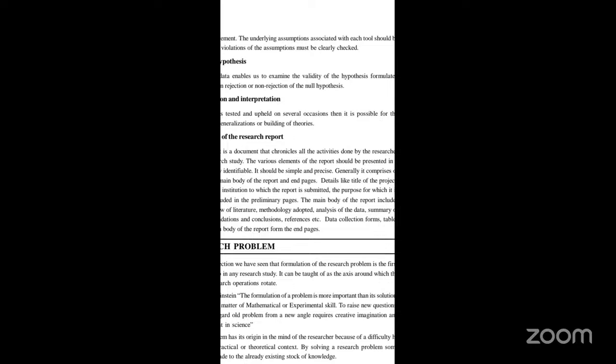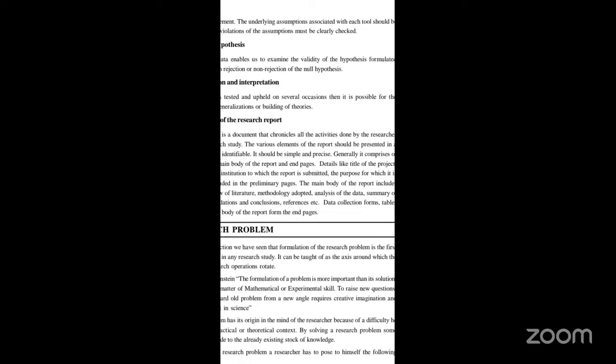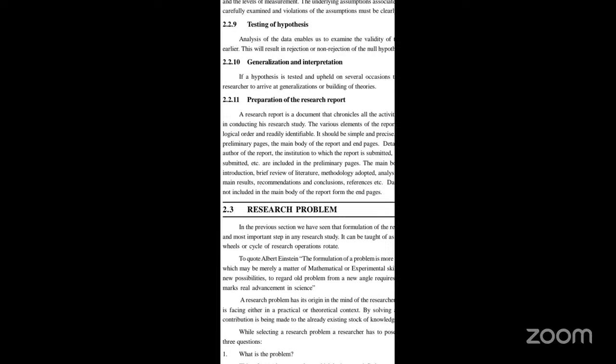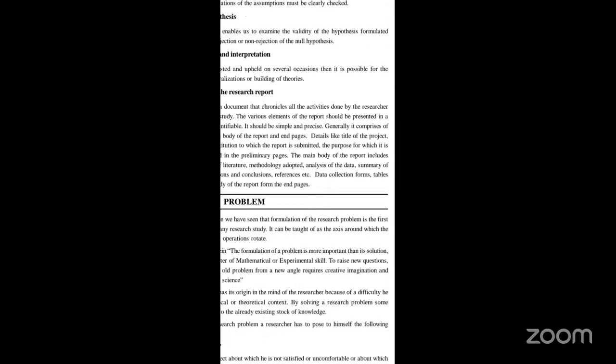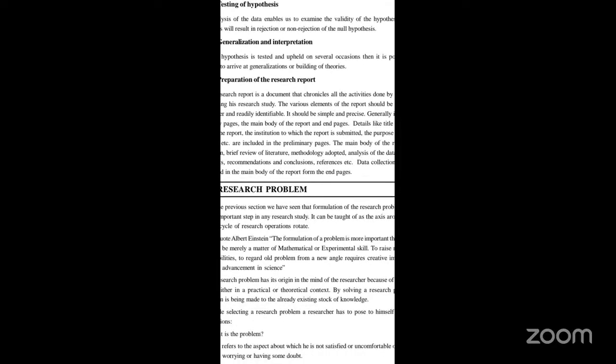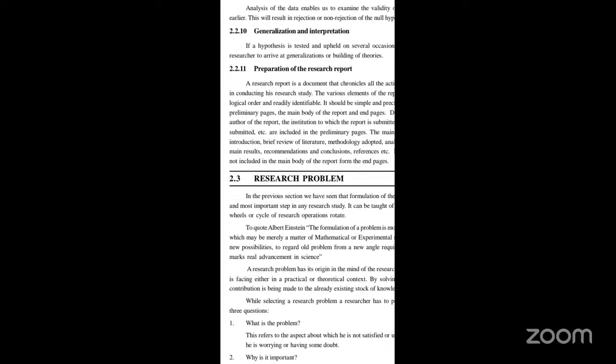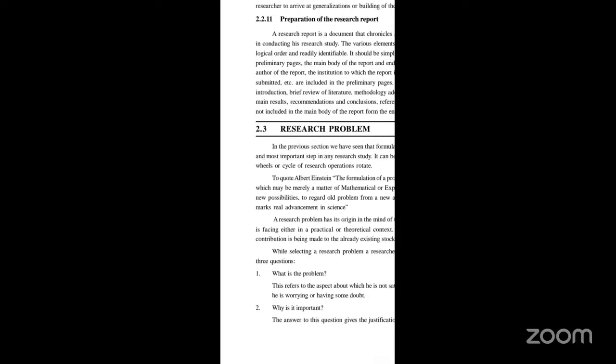this is the main analysis of the data, summary of the main results, recommendations and conclusions, references, etc. Data collection forms and tables not included in the main body of the report come at the end of the pages. Research report introduction, formulation, methods, all are in the front pages. At the last, tables and graphs and results and programs. If it requires any software, we can place it there.